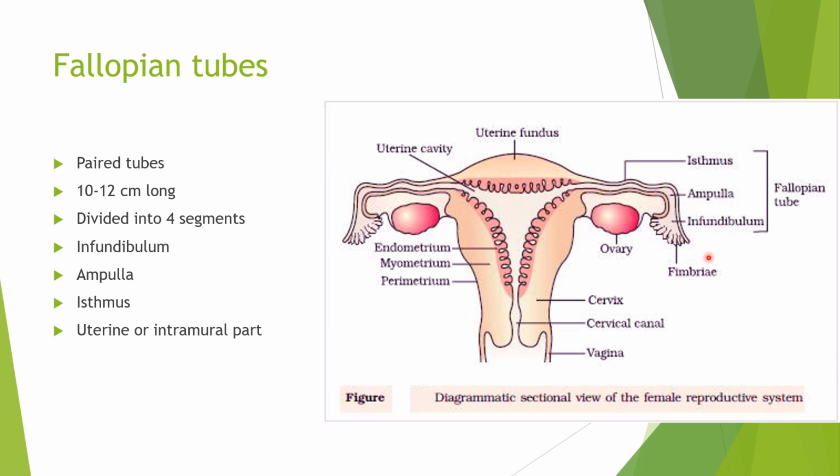The infundibular part, which has a fringed end called the fimbriated end, near the ovaries. Then it has the widest part, which is called the ampulla, where usually fertilization takes place. Then a narrow part called the isthmus, and then the fourth part, which is present in the wall of the uterine cavity. It is just 1 centimeter in length, called the uterine or intramural part.